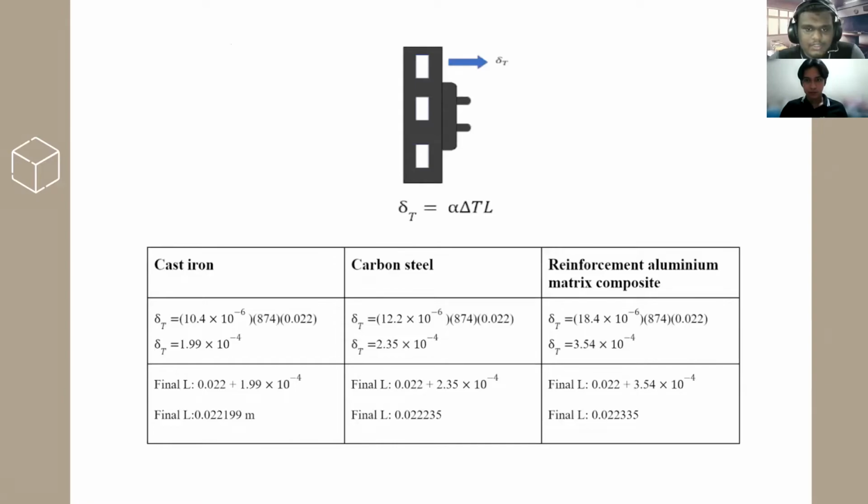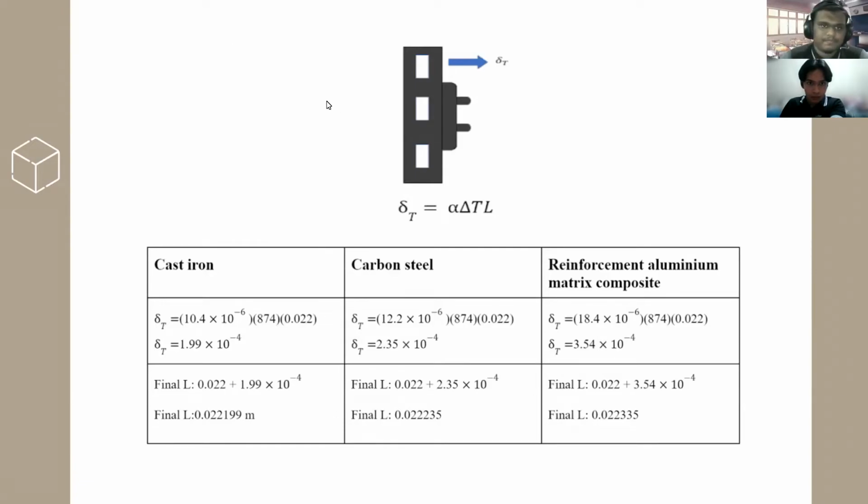This condition goes for after the braking, where only elongation due to temperature is involved because there's no pressure on the brake disc. After the calculation, we get the final length of the brake disc: for cast iron it is 0.022199 meters, for carbon steel it is 0.022235 meters, and for reinforced aluminum matrix composite it is 0.2235 meters. That is from me. Thank you.